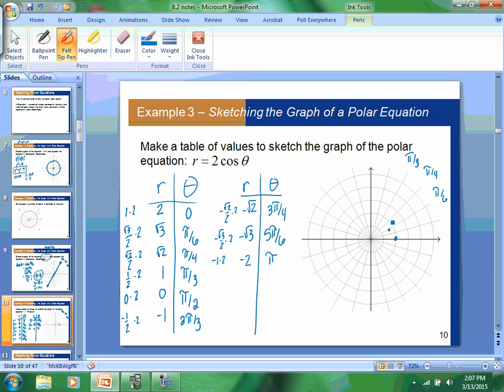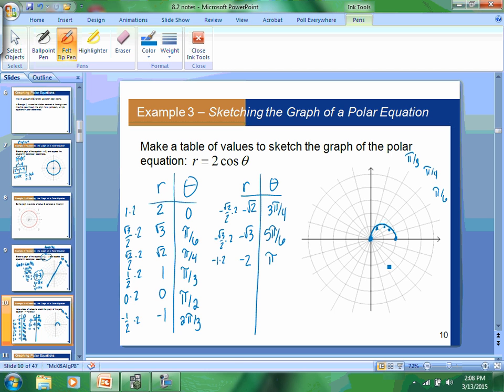At pi over 4, I need a segment that is 1.4. So maybe right about there, close to the middle. At pi over 3, I need a segment that's 1 unit long. So notice I'm starting to curve here. I'll connect my points in a moment. At pi over 2, I have a segment that's 0 units long, so I stay on that pole. So now I've gone this way. So it looks like I have a semicircle, the top half of a circle.